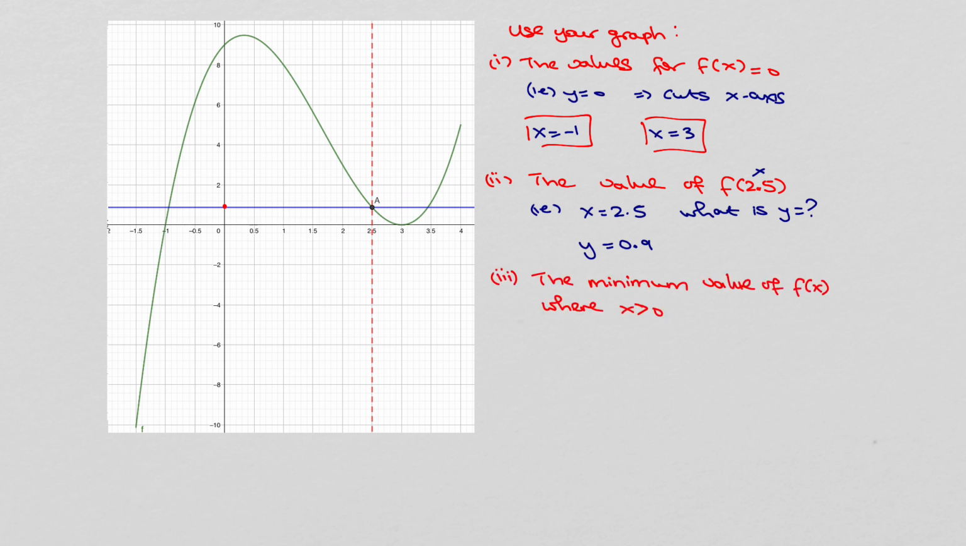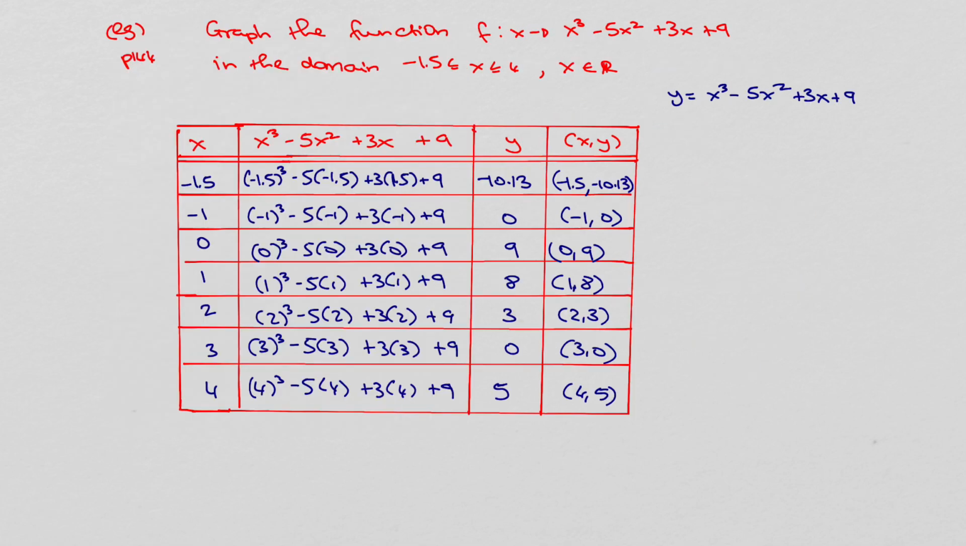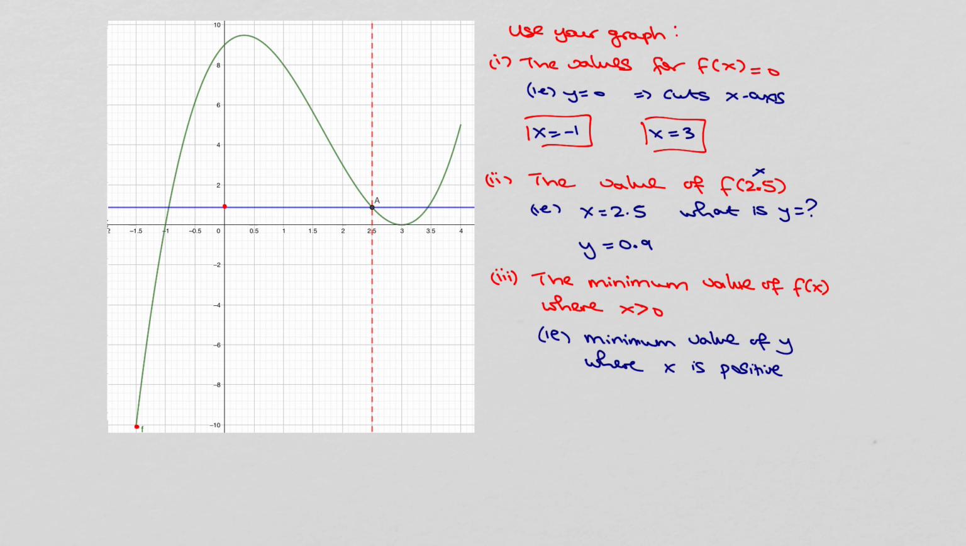So the next one wants us to find the minimum value of f of x where x is greater than 0. What that means is the smallest value of y where x is positive. So greater than 0 means x has to have a positive value. From what we've sketched here, we could see there's the lowest value of y. It's just over minus 10. We said it was minus 10.13. But of course, that would give us a negative value for x. X is minus 1.5. So therefore that can't be included in our answer here.